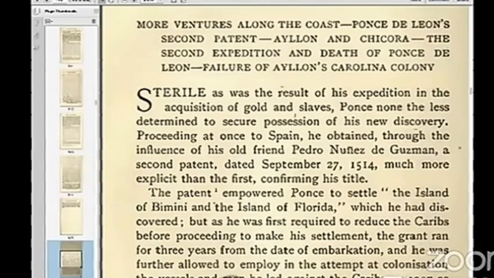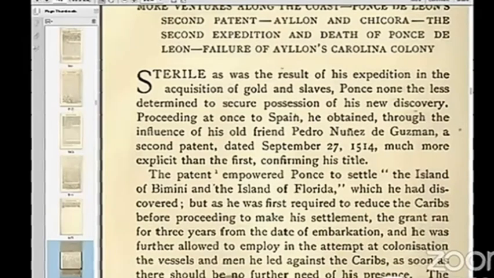Remember, Ponce de Leon. All right, and so he wasn't able to because they kept fighting him. The ancestors kept fighting him, even though they were getting slaughtered by his cannons and guns. They were still fighting them. They weren't able to penetrate the land. So it says Ponce nonetheless determined to secure possession of his new discovery. Proceeding at once to Spain, he obtained through the influence of his old friend Pedro Núñez de Guzman a second patent dated September 27, 1514, much more explicit than the first, confirming his title.